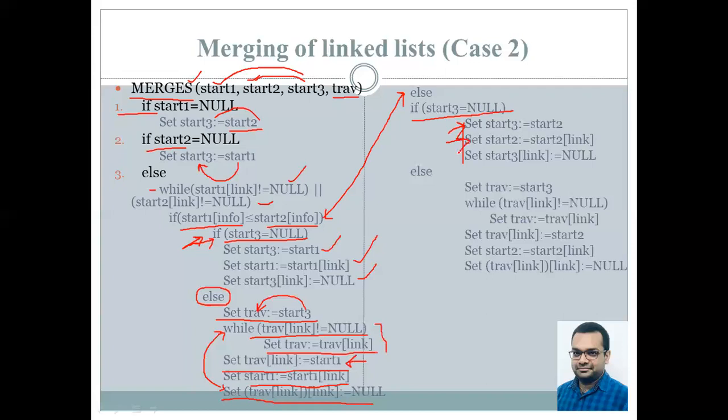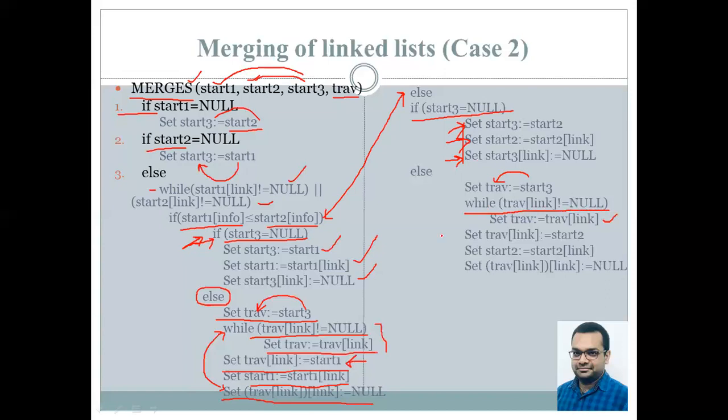Start2 is incremented, and we set start3's link to null because that is the first node added to the linked list. Else, traversal is given the address of the first node of the merged linked list. We keep going till the last node is reached, by using this check and incrementing the traversal's value.